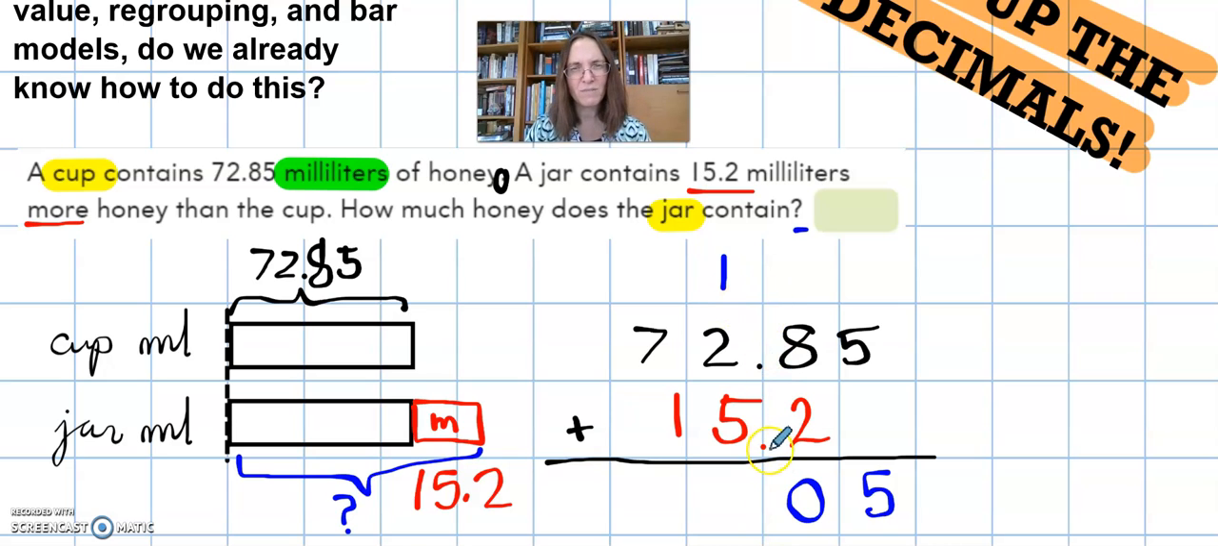Since I have my decimal points here, I'm going to want to put a decimal point in my answer as well. If I don't, then people will think that maybe this is 5 single ones, and it's not. It's 5 hundredths. All right, back to my addition. Single ones, 1 plus 2 plus 5 is 8, and 7 plus 1 is also 8. And now I know that the jar contains 88 and 5 hundredths milliliters of honey.